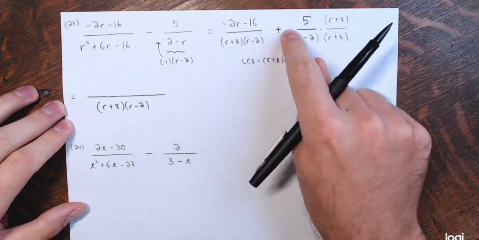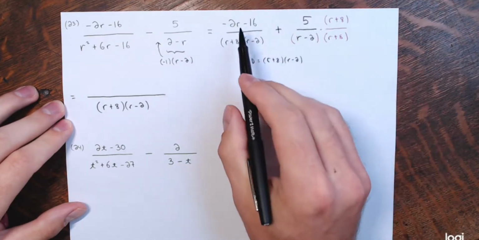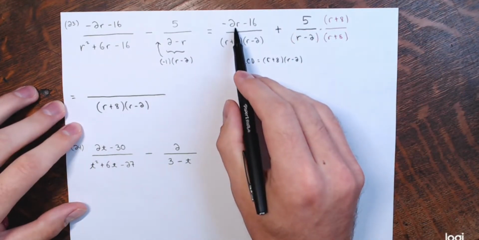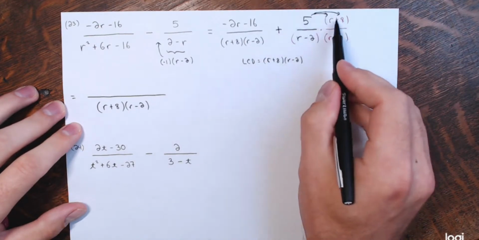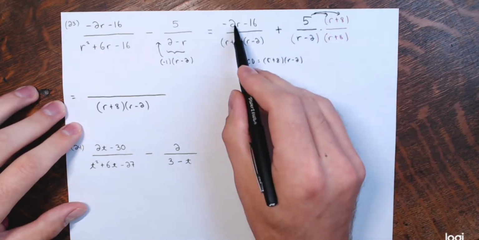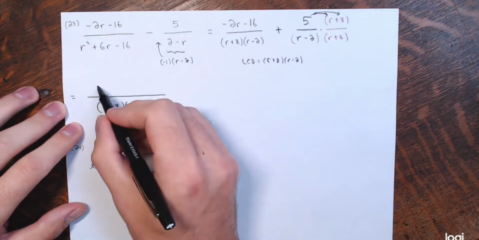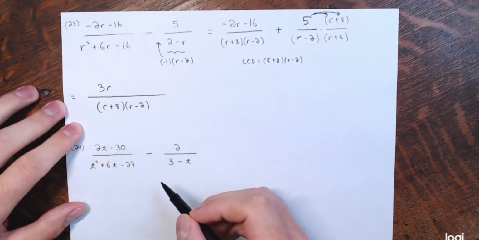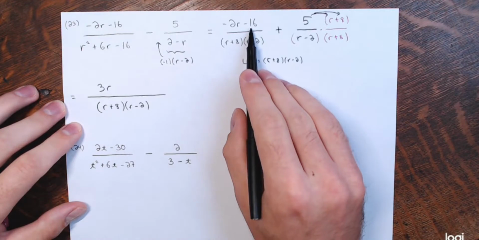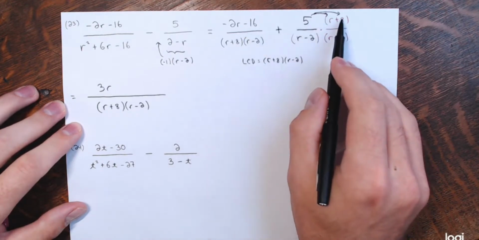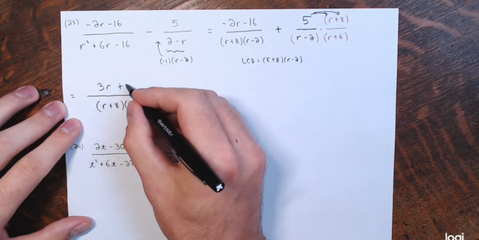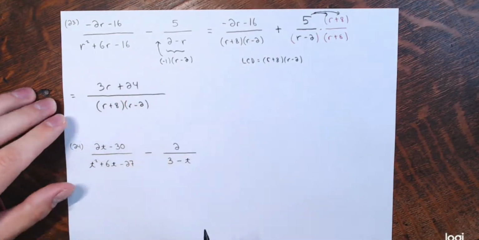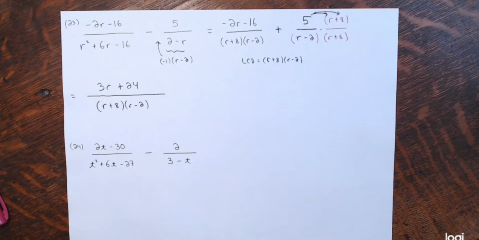And I'm just adding these two numerators, right? So we have negative 2r here plus 5r here. Right, we're going to distribute the 5 to the r plus 8. Negative 2r plus 5r would be 3r. Then you have negative 16 plus 40. Right, or 40 minus 16 would be plus 24. So the numerator is now 3r plus 24.